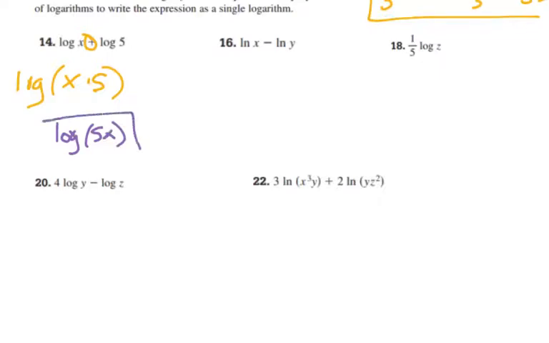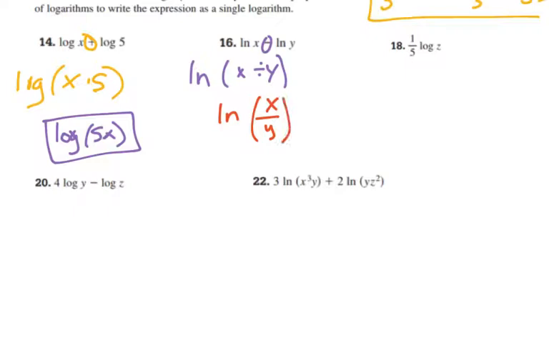So, log of 5x. The next one has division because of the subtraction, so we're going to have x divided by y, and then, of course, the natural log of that. But we usually don't write it with that kind of division sign, so we'll do natural log of x over y.